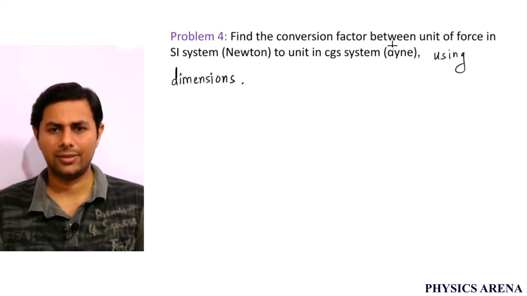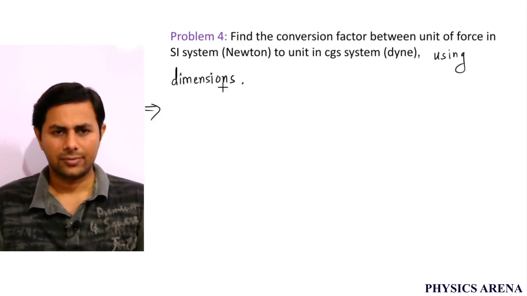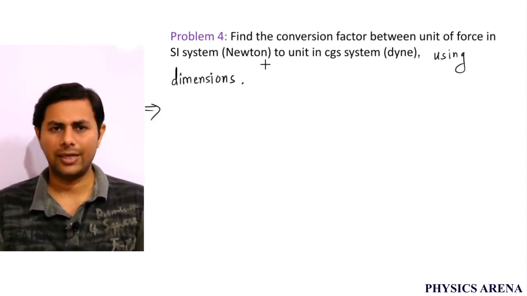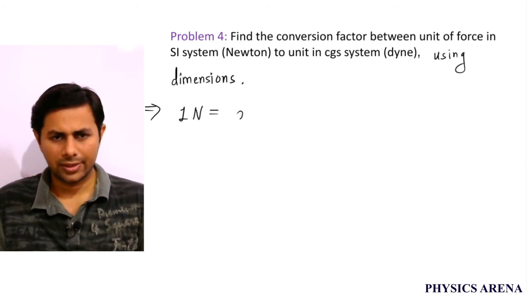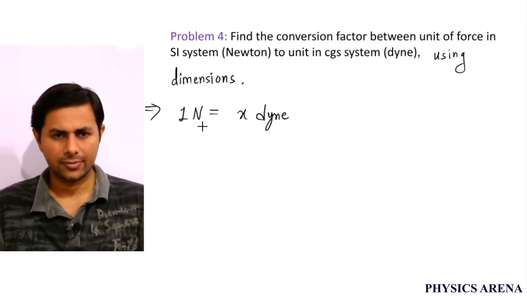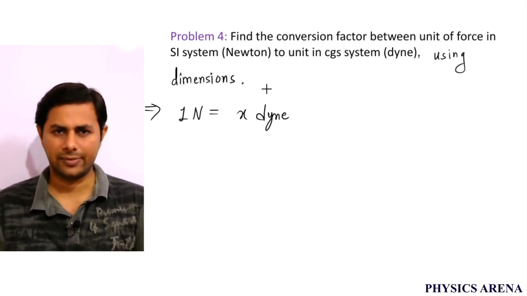Find the conversion factor between the unit of force in SI system, it is Newton, to the unit in CGS system, it is dyne, using dimensions. So in this question, we are asked to find the conversion factor between Newton and dyne. So 1 Newton is suppose x dyne. So we have to find the value of this x. And what are Newton and dyne? They are units of force in SI system and CGS system.